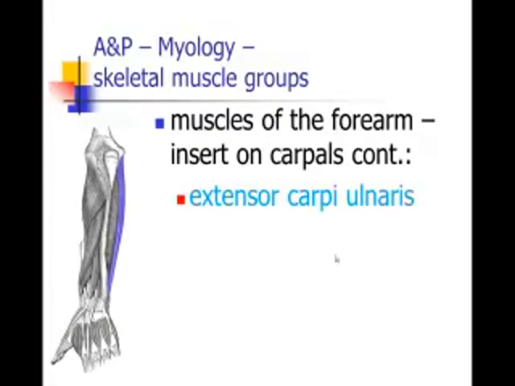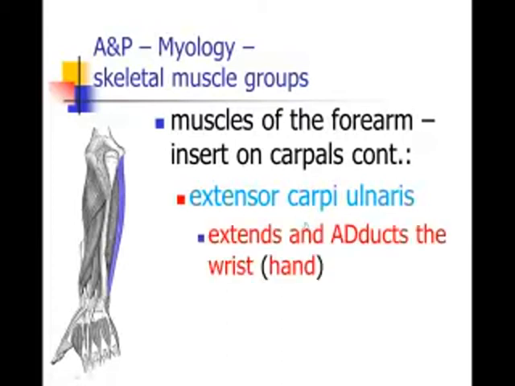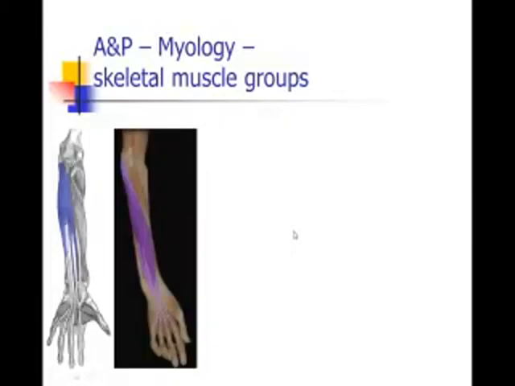We have extensor carpi ulnaris. Because it's on the ulnar side, it's going to adduct the wrist, and because the name tells you, it also extends the wrist. So extends and adducts.